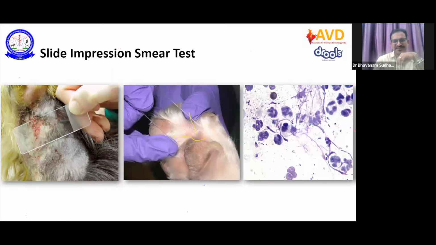Next one is the slide impression test. Previously, what you have seen is tape impression smears, where we collect from dry lesions. When you notice wet lesions, we need to collect slide impressions. Most commonly, wet lesions mean pyoderma is there. You take the slide and touch the lesions. Now go for a staining technique. Most commonly, you use methylene blue, where you are going to see the presence of bacteria, bacteria engulfed by neutrophils, or Malassezia organisms.